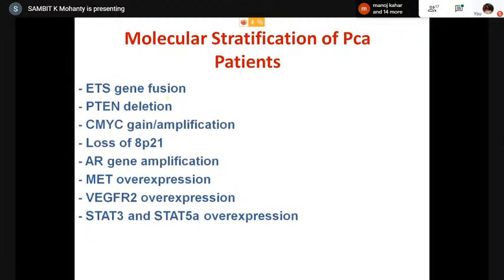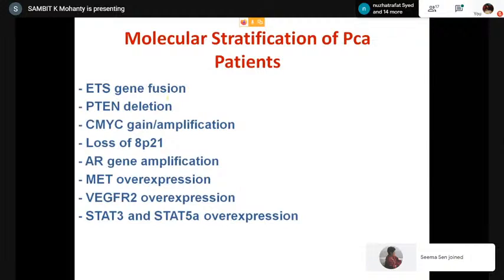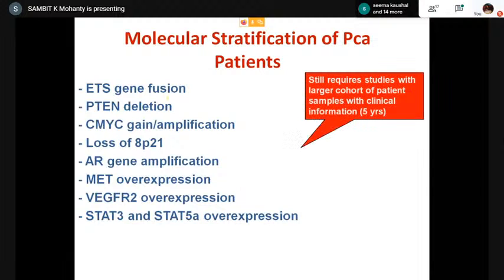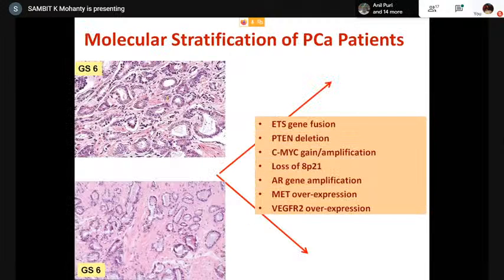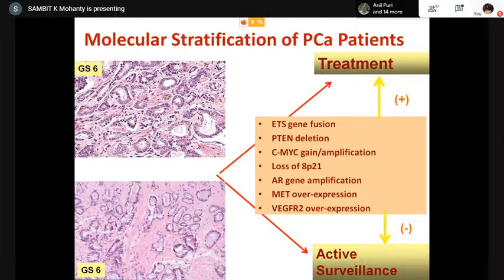ETS gene fusion is one of the fundamental things, which is a TMPRSS2-ERG fusion, which is responsible for making a normal gland and a PIN gland into an invasive acinar adenocarcinoma. So studies are still continuing. If it is a Gleason 6 tumor with none of this abnormality, active surveillance is fine.